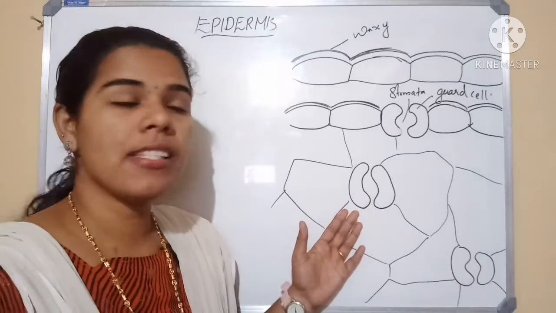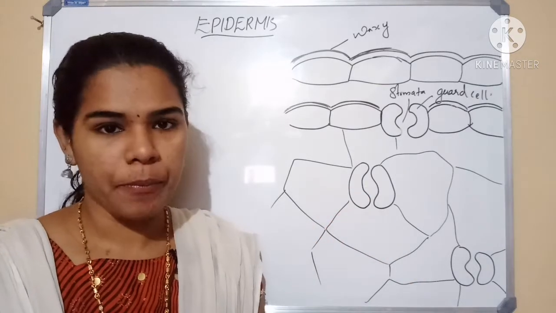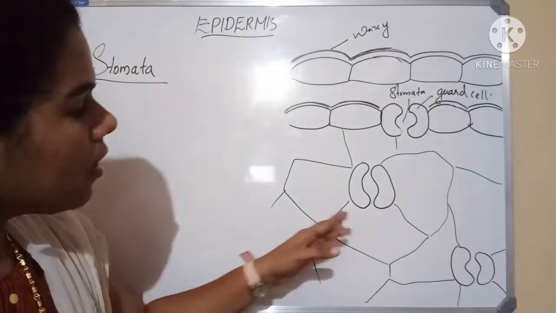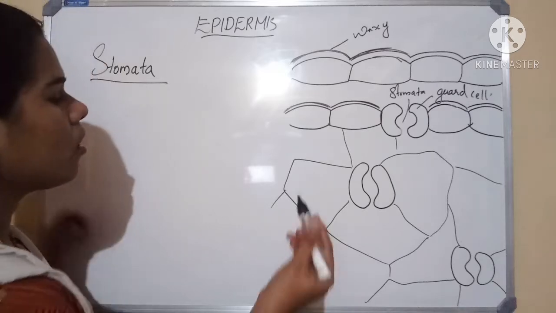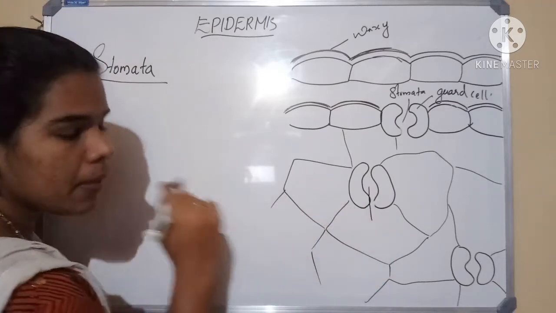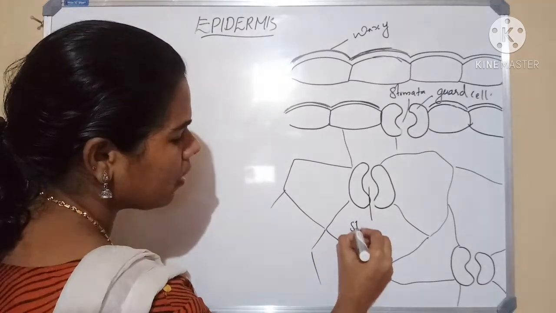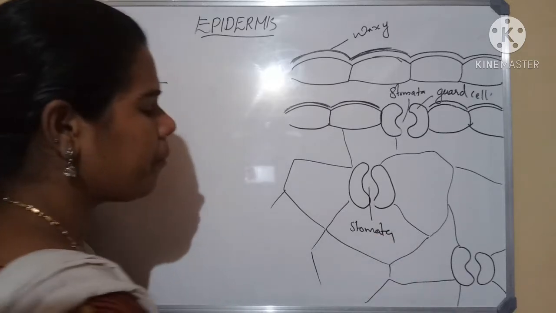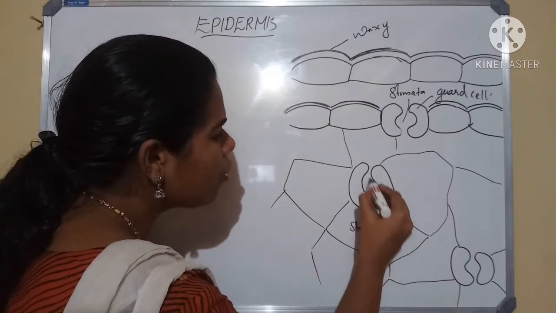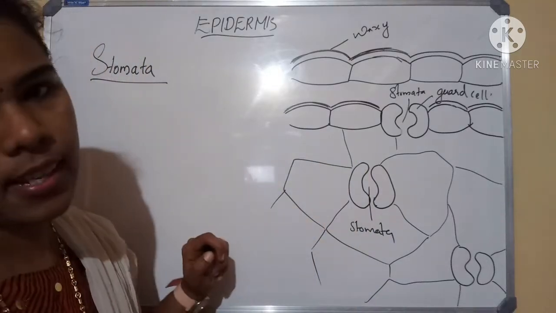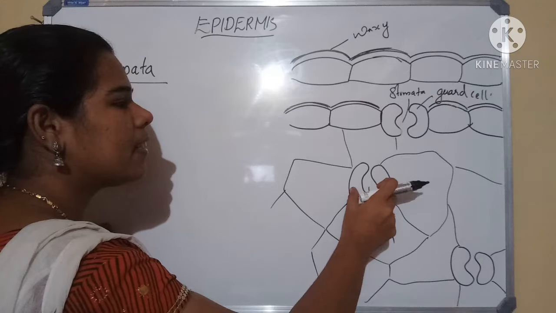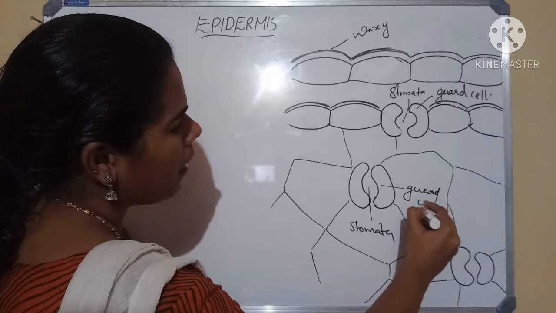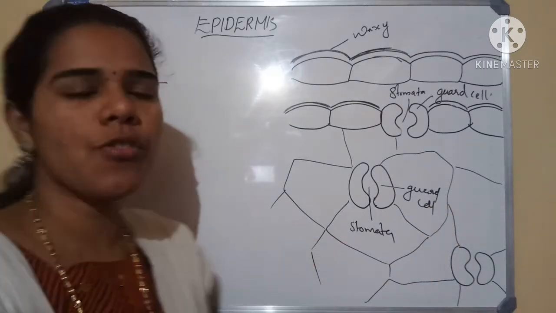Okay, it is mainly present in the leaves, especially the lower side of the leaves. This opening is called stomata. These two kidney-shaped cells are called guard cells. So two cells are there, which are called guard cells, and the opening is called stomata.